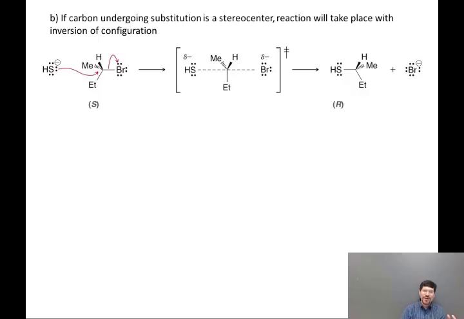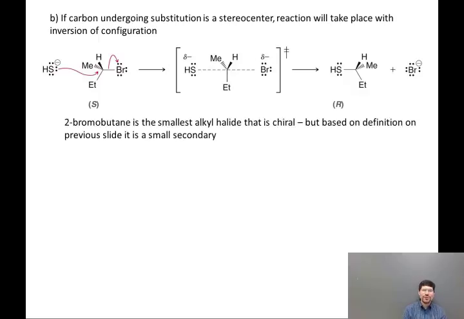So in this particular structure, we have 2-bromobutane. That's the smallest alkyl halide that is chiral. However, based on the definition on the previous slide, it's still a small secondary. The methyl group has 3 beta hydrogens. The ethyl group still has 2 beta hydrogens and 1 more carbon. So there are a sufficient number of hydrogens at the beta positions. In this case, SH- is coming in as a nucleophile. It is attacking.